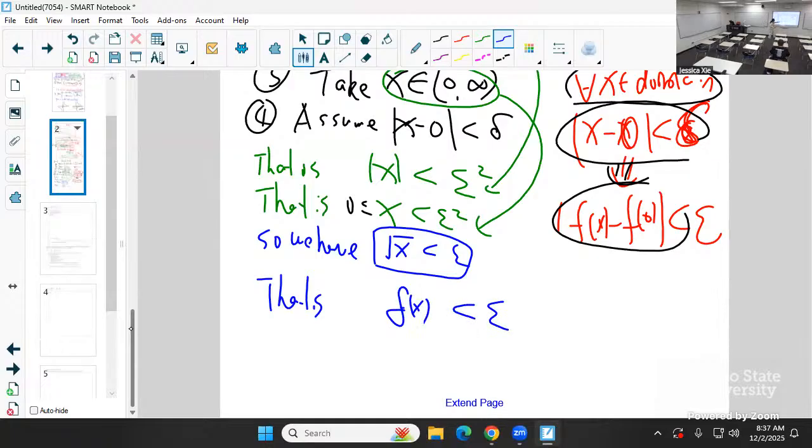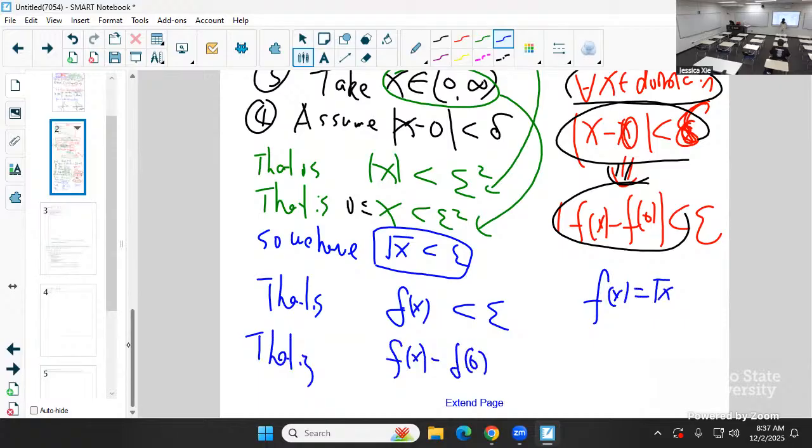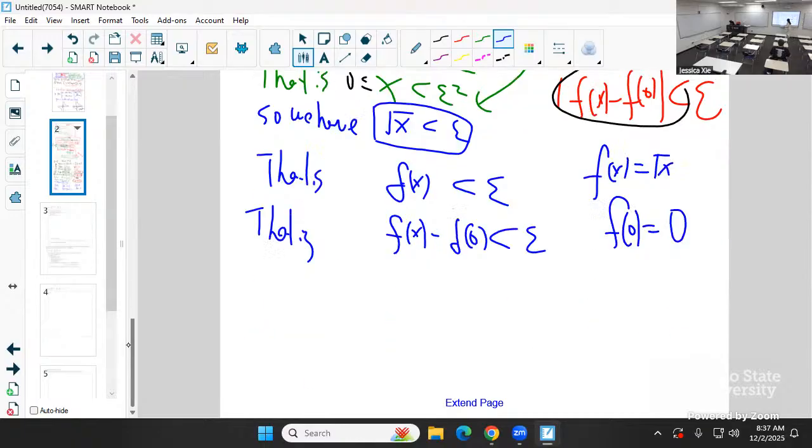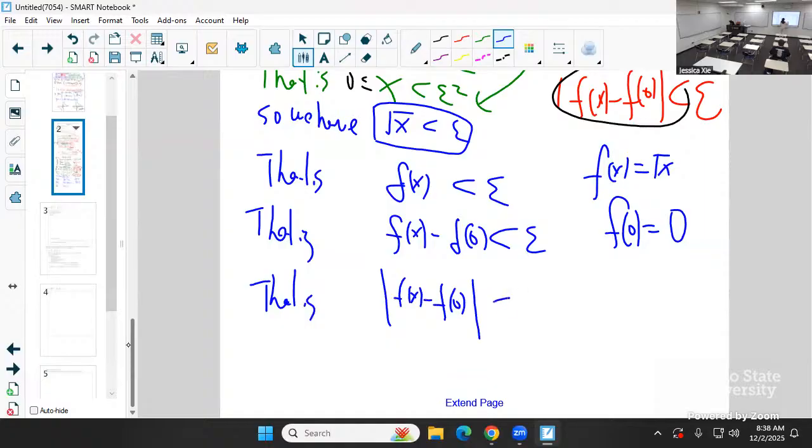Because square root of x equal to f of x. The reason behind it is f of x equal to square root of x, right? Equal to just the replacement. And that is f of x minus f of 0 less than epsilon, because f of 0 equal to 0, right? And finally, that is square root of f of x minus f of 0 less than epsilon.